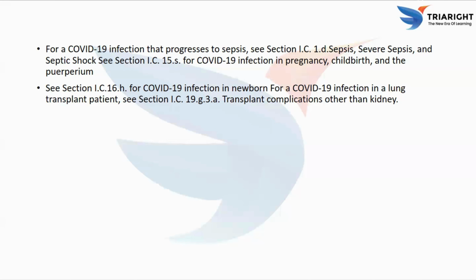For example, COVID-19 pneumonia in a lung transplant recipient. The coding order is T86.81, the lung transplant complication, then followed by U07.1 COVID-19, and then the COVID-19 pneumonia code.